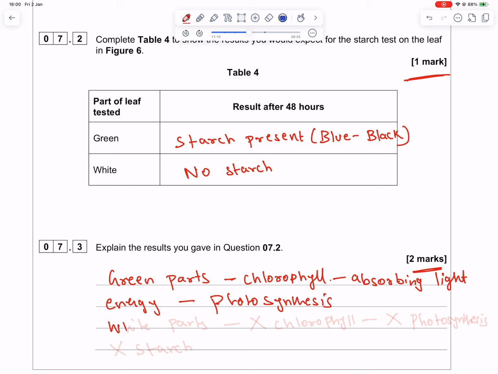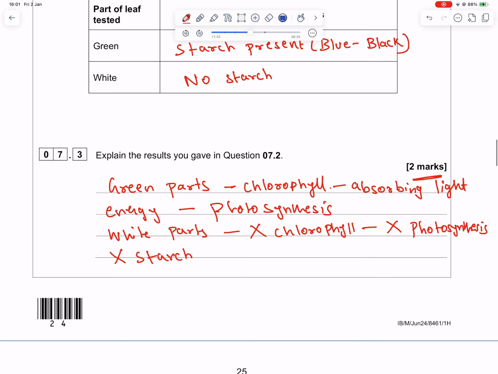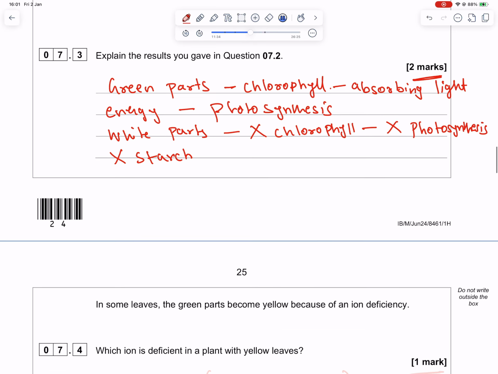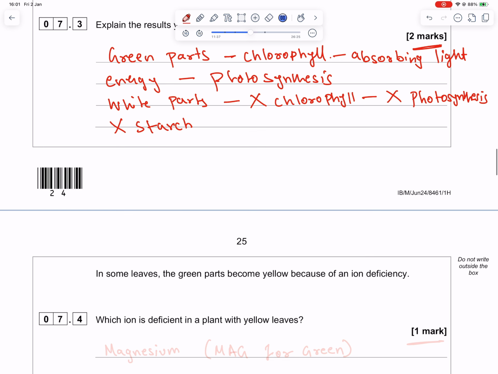And again, white parts here do not contain chlorophyll, and therefore there is no photosynthesis. And if photosynthesis does not take place, there is no starch produced. Hence, chlorophyll absorbs light energy for photosynthesis. So the difference it makes is presence of chlorophyll, green color, absence of chlorophyll, white color. And there you go, you got your 2 marks.